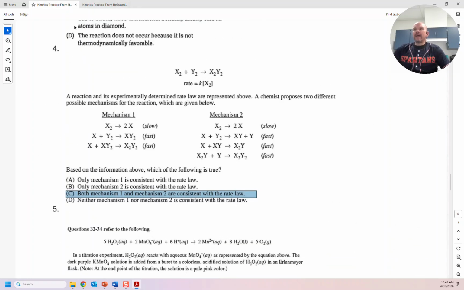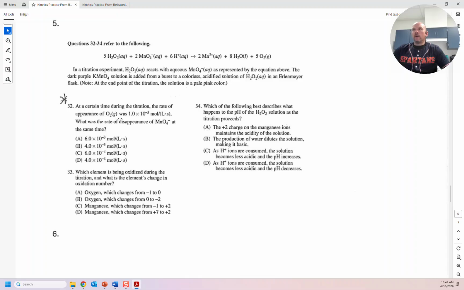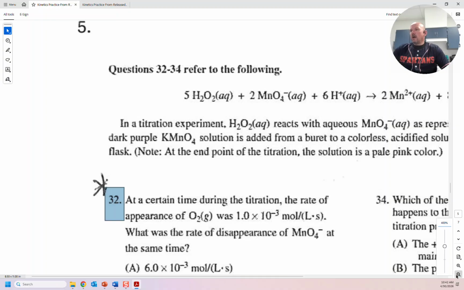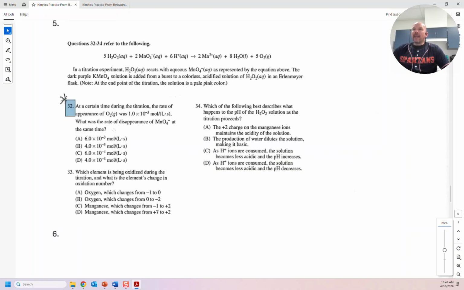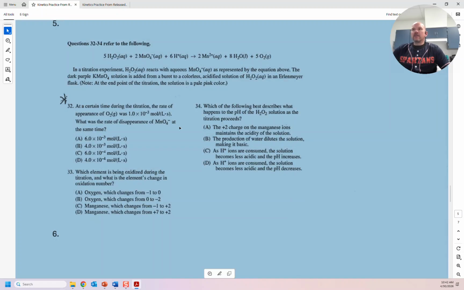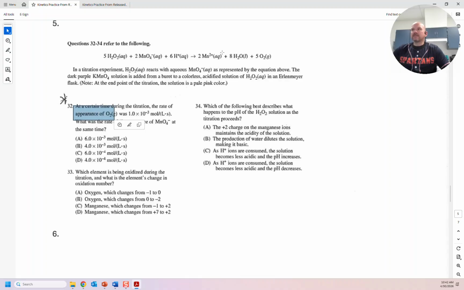All right. So if we look at the next grouping of questions, really it's only number 32 in this set that is kinetics. And again, it's just taking the rate of one thing and multiplying by the coefficients to get the rate of the other thing. So they give us the rate of appearance of oxygen. And again, remember, if it's a product, it's going to either be the rate of formation or maybe the rate of appearance, because those things are being formed as the reaction proceeds. And if they're asking about a rate of a reactant, it's going to be disappearance or maybe consumption, because those are being consumed as the reaction proceeds, right?